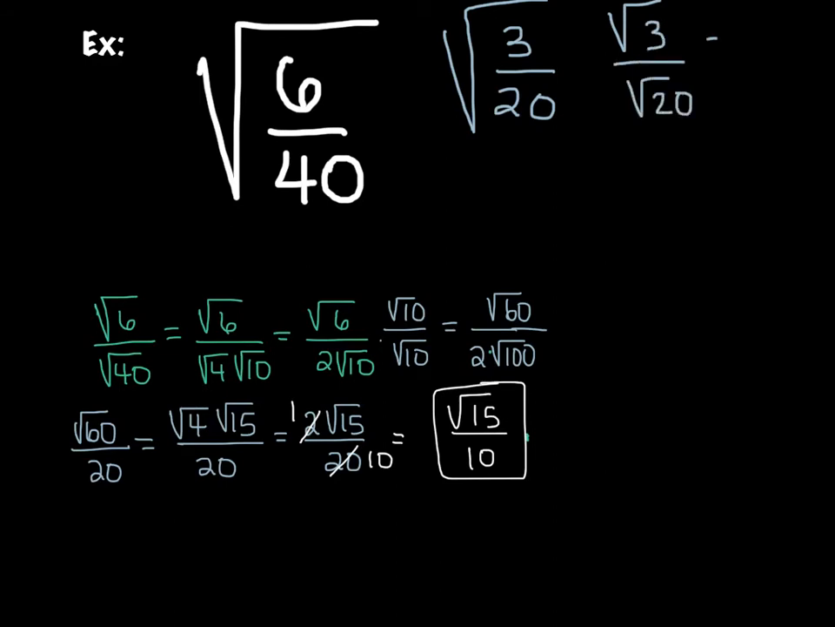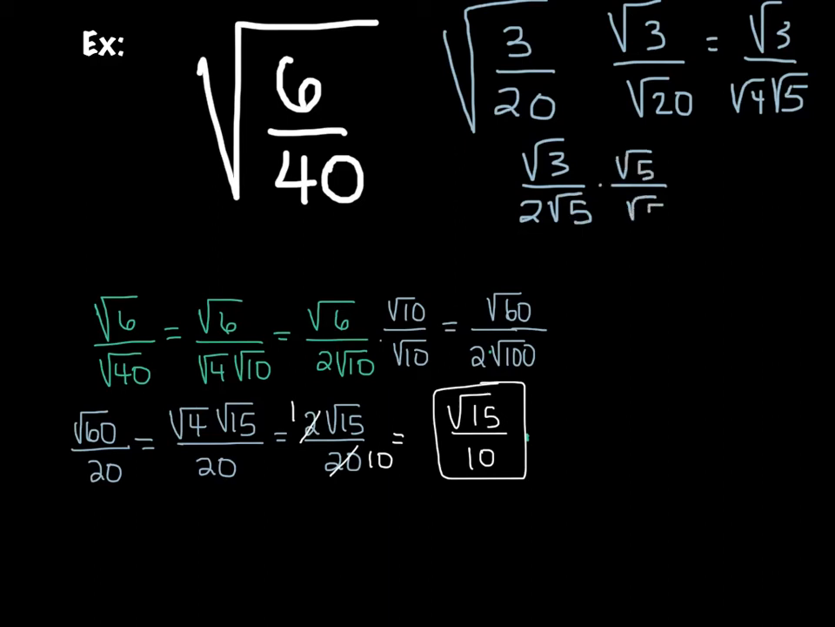And then I would simplify 20 to radical 4 radical 5. So now you have radical 3 over 2, because that's the square root of 4, radical 5. Then I would multiply top and bottom by square root of 5. So on the top you'd have radical 15, and on the bottom, square root of 5 times square root of 5 is square root of 25, which is just 5. 5 times 2 is 10. So this is just another way to get to the same answer.